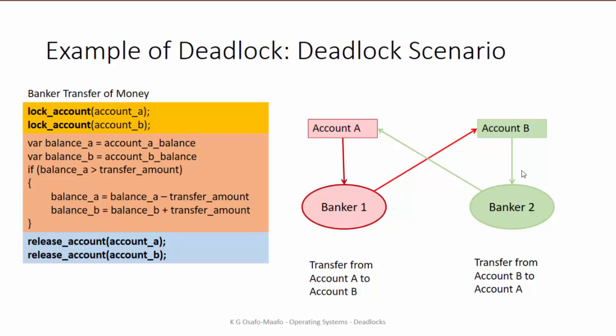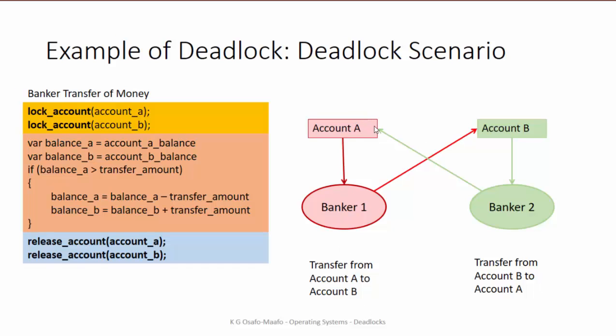And similarly, account B is held by banker number 2. Banker number 2, arrow going from him to resource A, means he's requesting account A, and banker number 1 is requesting account B. They are all using the same code, but let's say they started at the same time, and they are all asking for their first account, second account, and one person is wanting to move from A to B, one person from B to A.